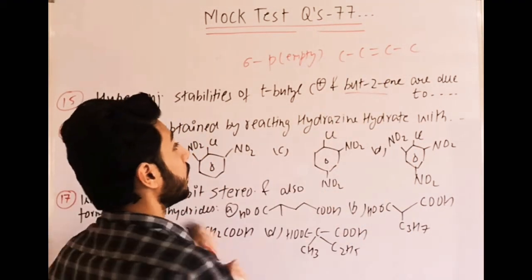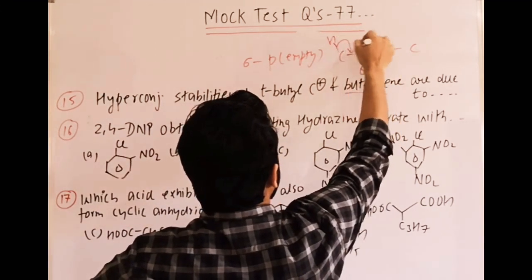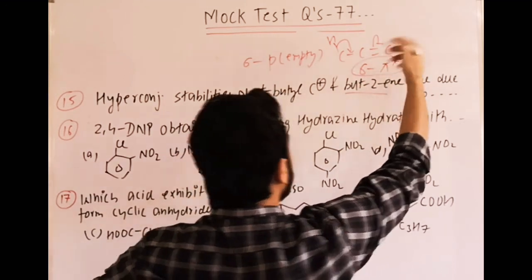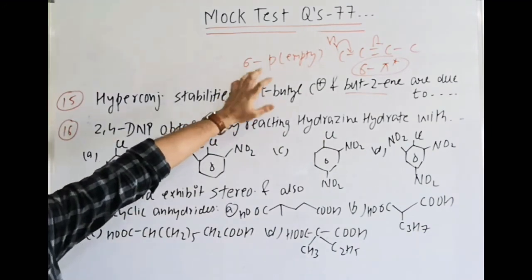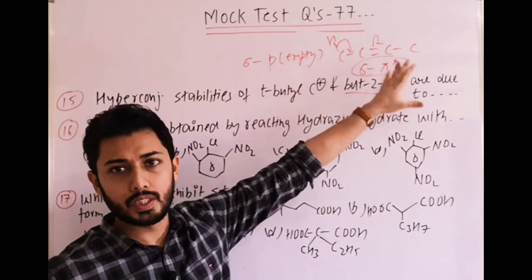So here the answer is, which orbital participates? Sigma CH and pi star orbitals. So that is the reason we can eliminate options using this information, because we generally do not use anti-bonding orbitals in cases of hyperconjugation.